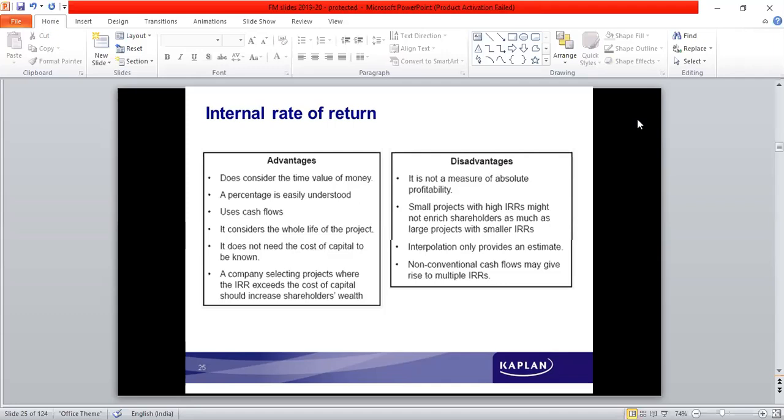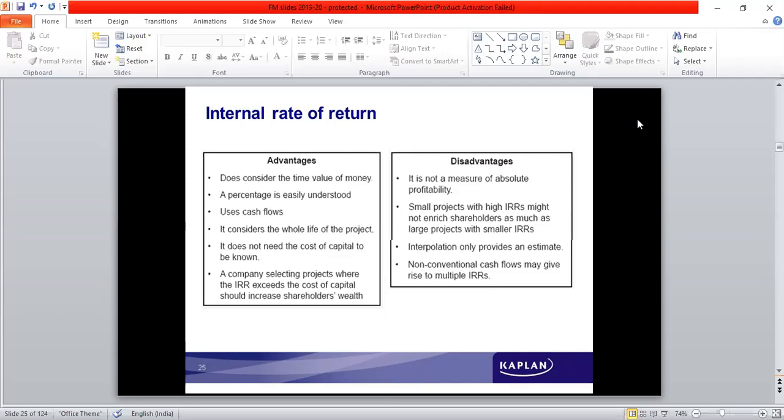Disadvantages: it is only in a percentage form, not in an absolute form. Small projects with high IRRs might not enrich shareholders as much as large projects with small IRRs. For small projects the life is also a smaller period, and even with a high IRR, it is not considered as preferable as a project with a longer duration and a smaller IRR.